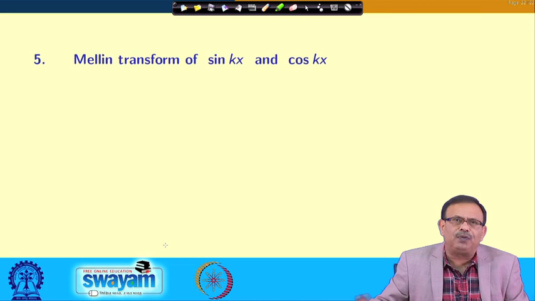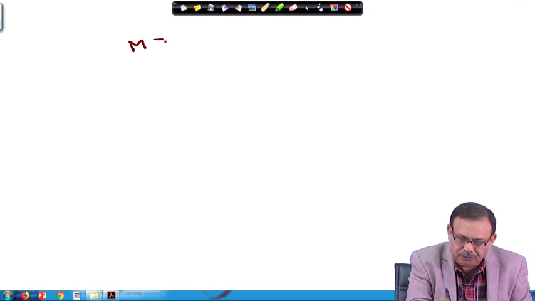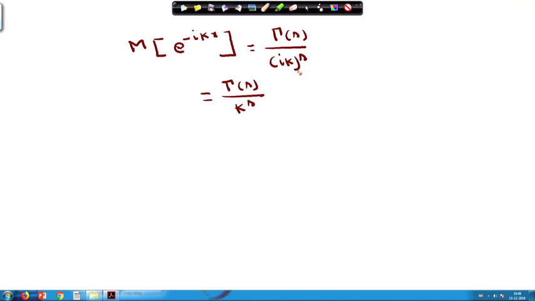Now, we want to find out the Mellin transform of sin k x and cos k x, say. From the first problem, if you remember, we have done this thing, the Mellin transform of e power minus i k x. This equals, from problem 1 already we have done, gamma s by i k whole to the power s. This equals, you can write down gamma s by k to the power s, and your i to the power minus s is going over there, which in terms of cos and sin you can write down, that is cos s pi by 2 minus i sin s pi by 2. This thing, i to the power minus s, I can write like this.